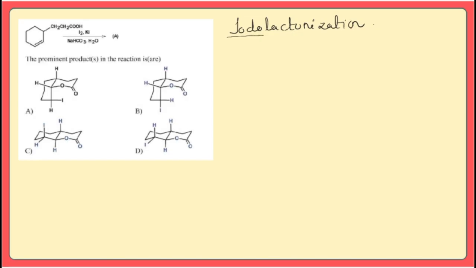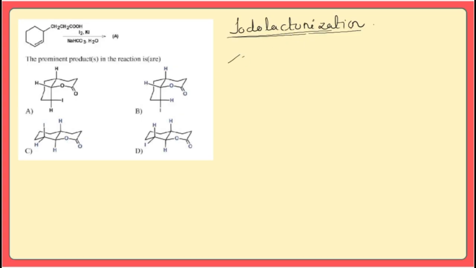Students, in order to answer this particular question, you should be familiar with two concepts. First, what is iodo-lactonization and the stereoselectivity of the reaction? The second is what is the stereochemistry or the conformations of bicyclic molecules like this, like in the case of decalin, right? So let's discuss that one by one.